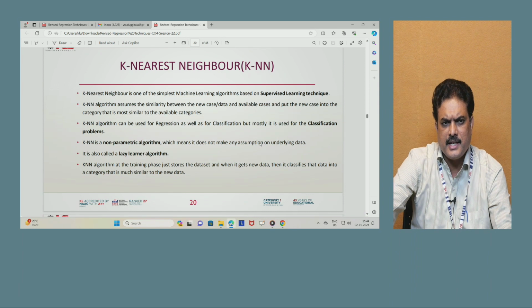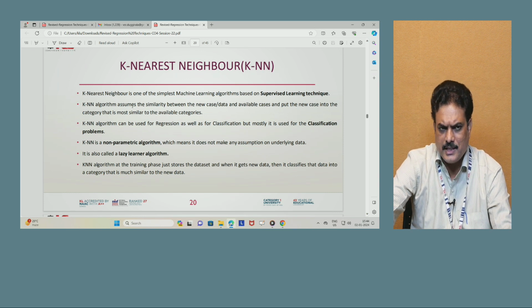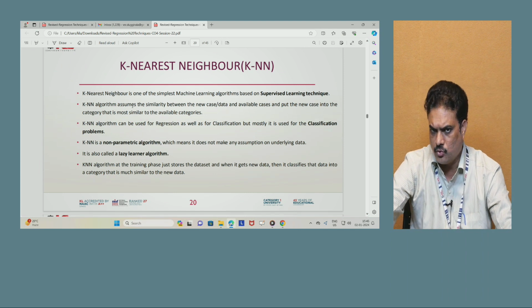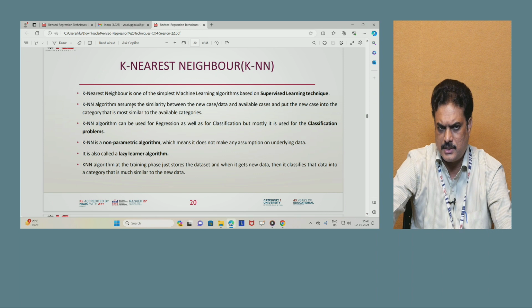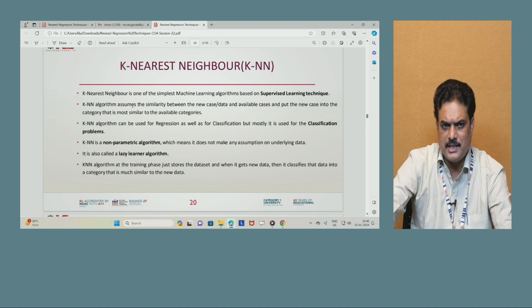Next, KNN classifiers. Here KNN stands for K nearest neighbor classifiers, so we can call it KNN for short. The K nearest neighbor is one of the simplest machine learning algorithms, based on the supervised learning technique. The KNN algorithm assumes similarity between the new case data and the available cases, and puts the new case into the category that is most similar to the available categories.